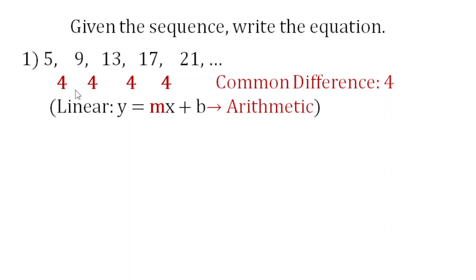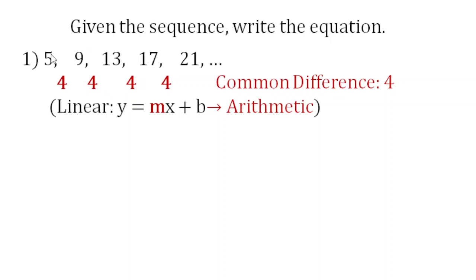Now, this 4 here is the value of our m in our linear equation. Now, in order for us to write the equation, we need to find b. And how do we do that? So we need a point. So where can we get the point?